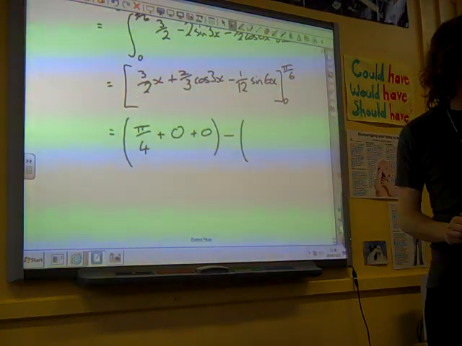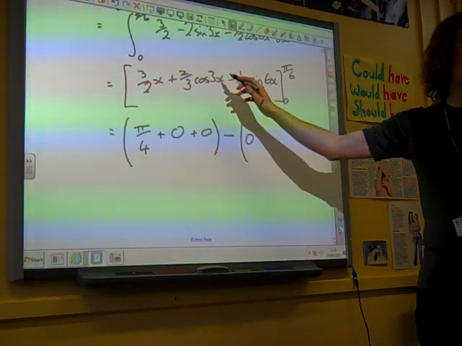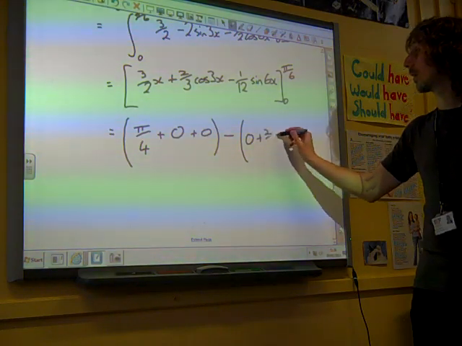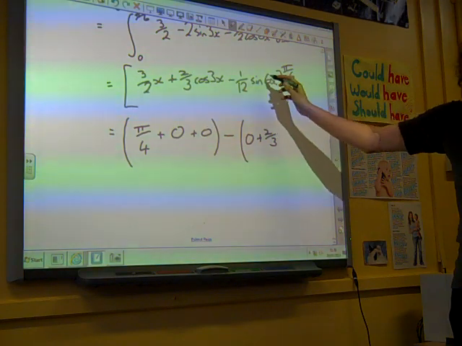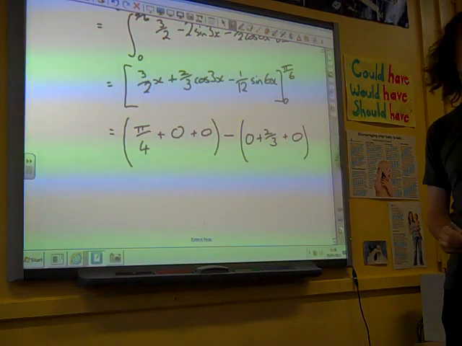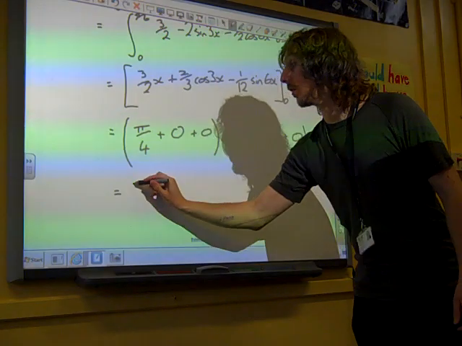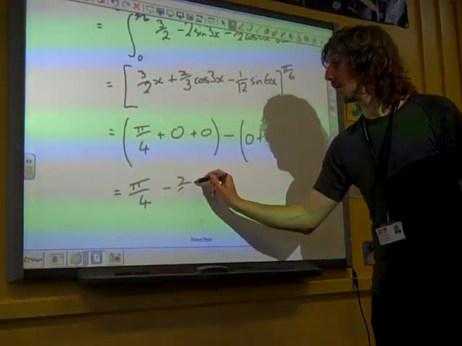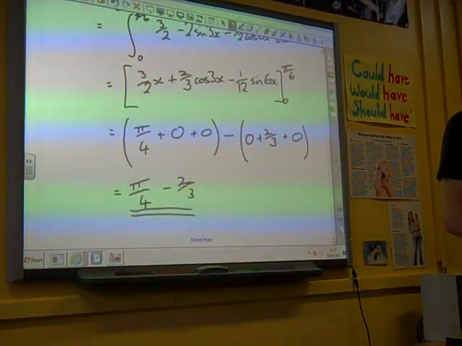If we put 0 in there, 1.5 times 0 would be 0. Cos of 0, oh no, cos of 0 is 1. So there we do have a 2/3. Sine of 0, well sine of 0 is 0 again. Got a 0 out of that. So actually we didn't end up with an awful lot. We've got pi by 4 minus 2/3, and that's our answer.